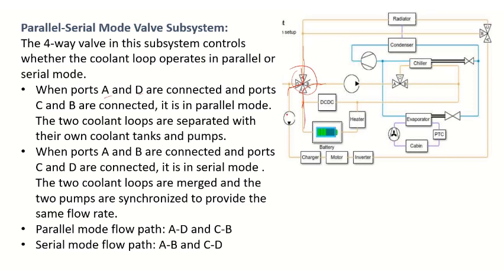So here one pump is there, coolant is coming from the radiator and the pump is pumping the coolant to here. So it will cool down the power train here. And for one more cooling circuit, we are taking help of this pump and the chiller and the evaporator circuit. Then we are cooling the battery here, right? So this is the parallel mode. Two coolant loops are separated with their own coolant tanks and pumps. This is pump 1 and pump 2.